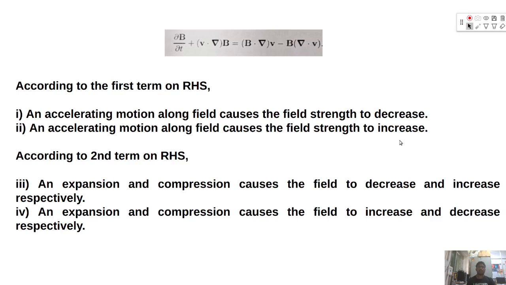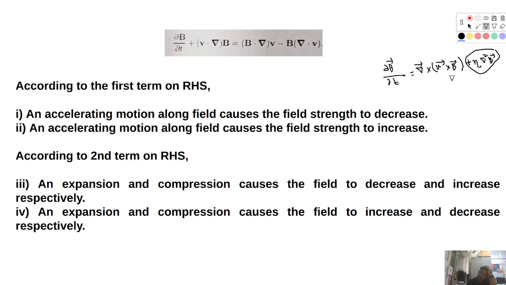Now the next question. Just a few minutes earlier I wrote the magnetic induction equation in a particular form: del B del t equals curl of V cross B plus eta grad square B, right? Now if I neglect this last term for the time being, you will have curl of V cross B.